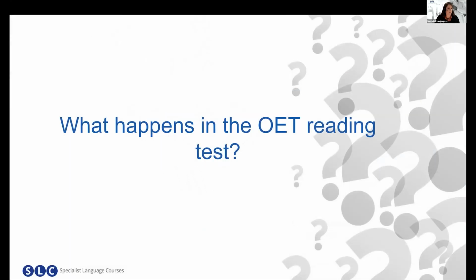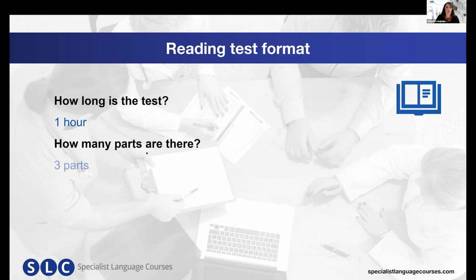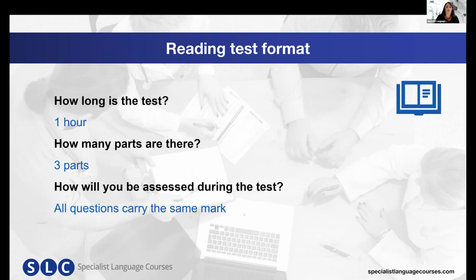So what happens in the OET reading test? So the whole of the OET reading test, you have 1 hour altogether for the OET reading test. There are 3 parts, A, B, and C. And how will you be assessed? All questions carry the same marks. There are a total of 42 marks available in the OET reading paper.